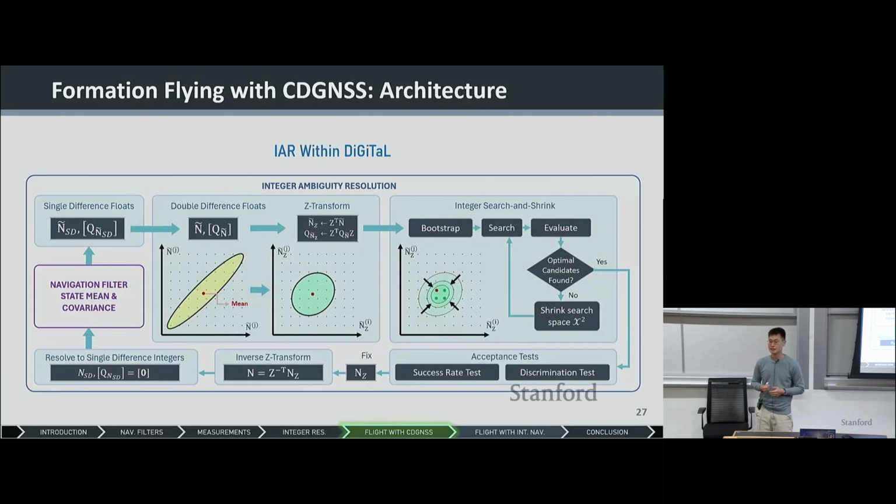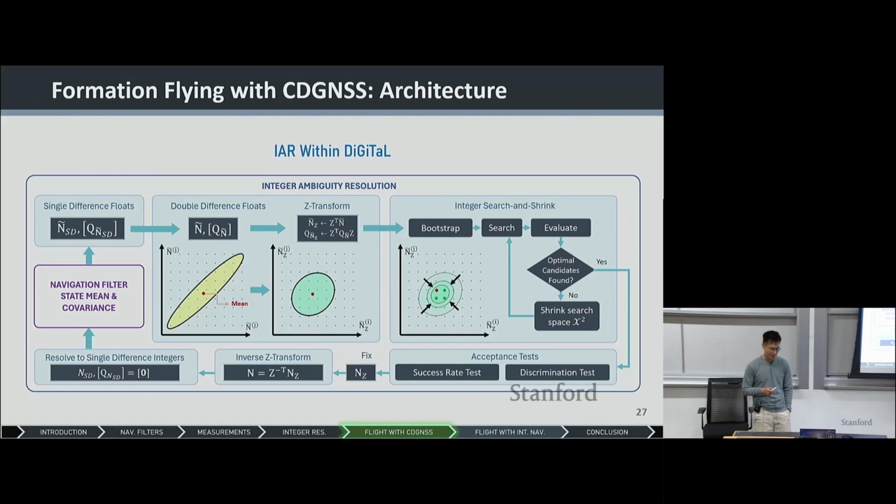Yes? I think in one of the slides it was mentioned, maybe I'm mistaken, that the integer ambiguity resolution is done off-board, like streamed down. What is the calculation here that's most intensive that requires you to do it off-board instead of on-board? It's a good question.